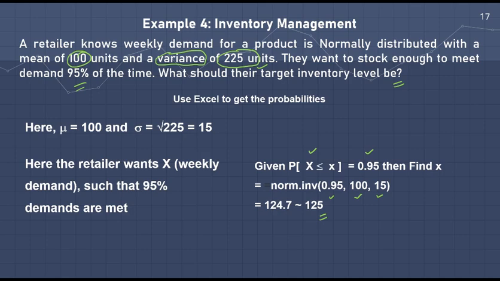Though inventory has a more generalized meaning, very roughly speaking, inventory is the stock. Very crude way, stock. So if he keeps a stock of 125 units of the product he is delivering, then he can satisfy 95% of the demands coming in. That means 5% of the demands will not be satisfied. He will tell that I am running out of stock.